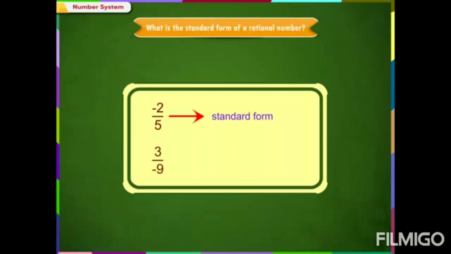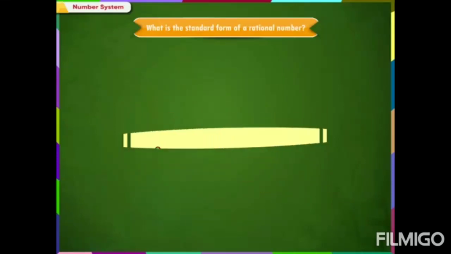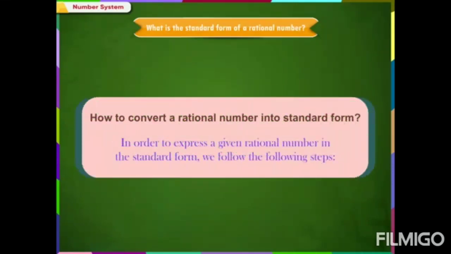The rational number 3 by minus 9 is not in standard form, as the denominator is negative and the numerator and denominator have a common divisor. How to convert a rational number into standard form?